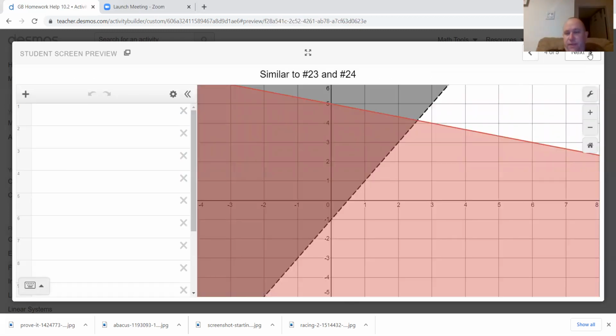For 23 and 24, it's the reverse. They've actually drawn the picture for us. And this time we've got to figure out what the equation is. So probably the easiest way to do this is slope-intercept form. So look where it goes to on the y-axis.